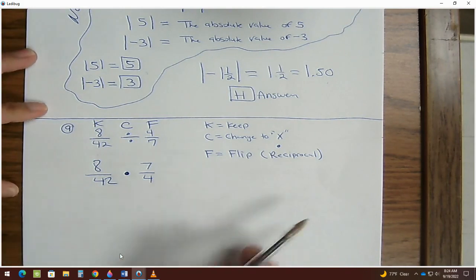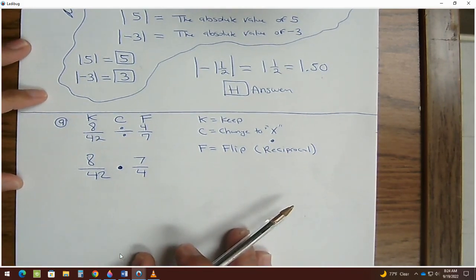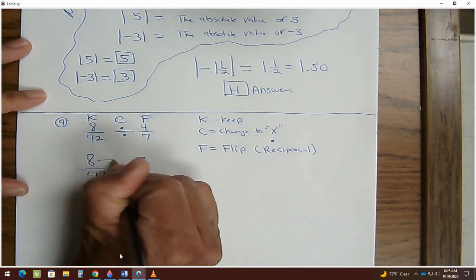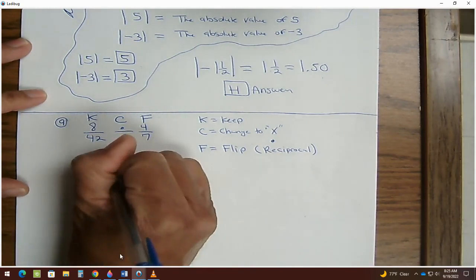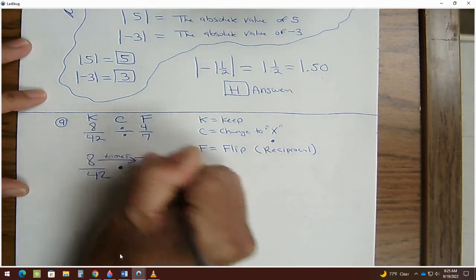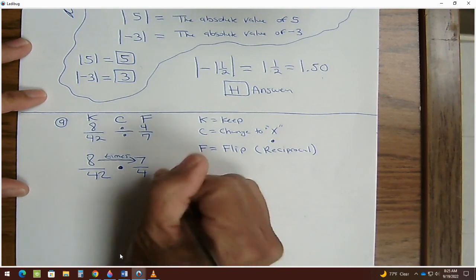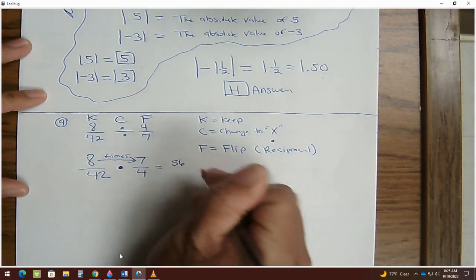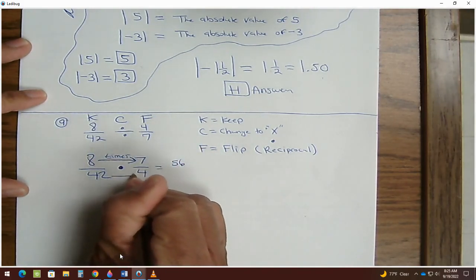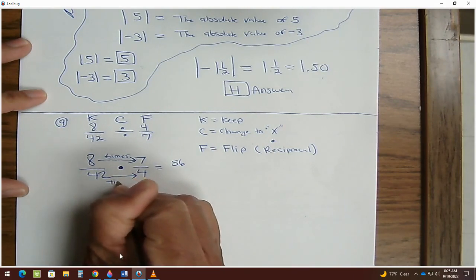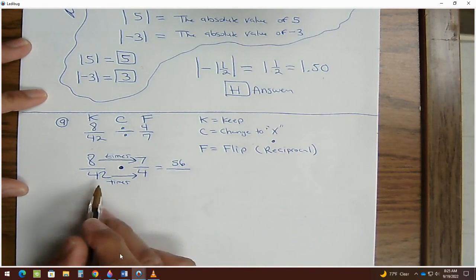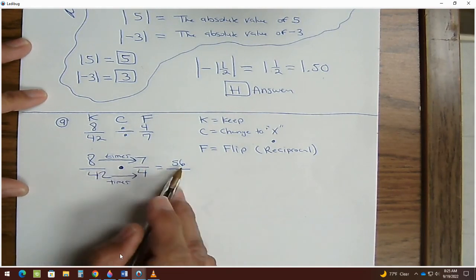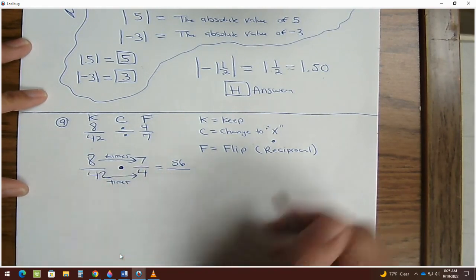Because now we're multiplying fractions. You just go across, okay? 8 times, this means times. 8 times 7? 56. 42, this means times still, times 4. Multiplicas nomás. 42 times 4, I don't know, I go to the side.